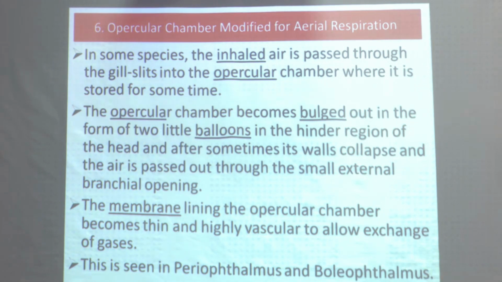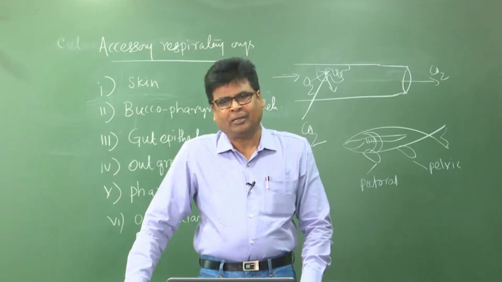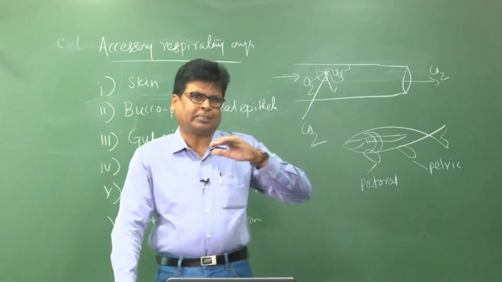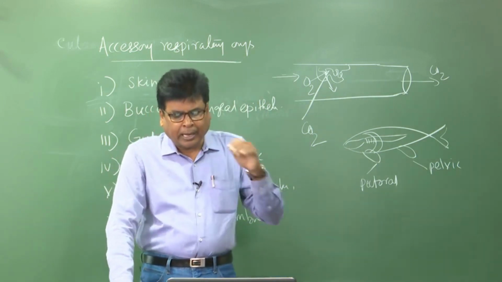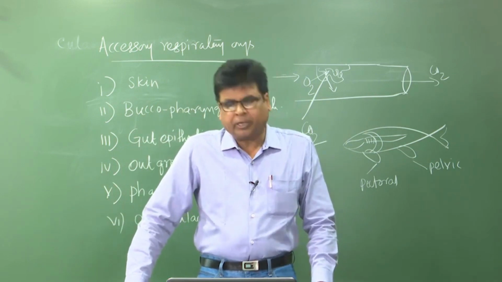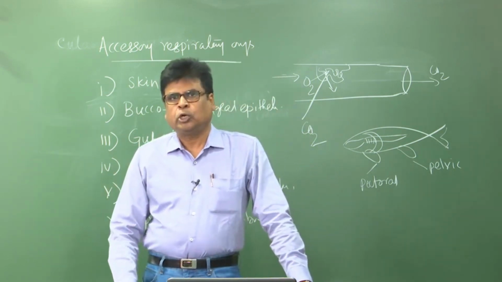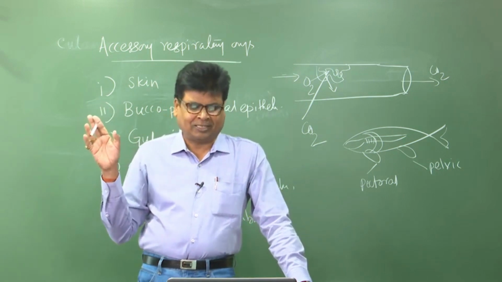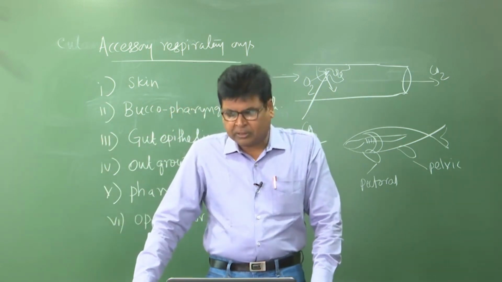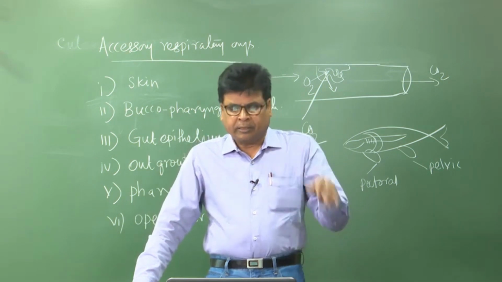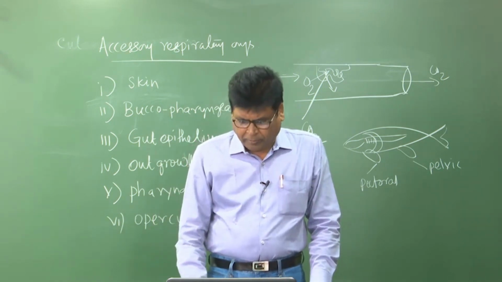Where it is stored for some time, the opercular chamber bulges out in the form of two little balloons in the hinder region of the head, and after some time its walls collapse and the air is passed out through the small external branchial opening. Okay. At the same time, the membrane lining the opercular chamber becomes thin and highly vascular to allow the exchange of gases. This is seen in Periophthalmus and Boleophthalmus. So, these are the opercular chambers modified for aerial respiration.